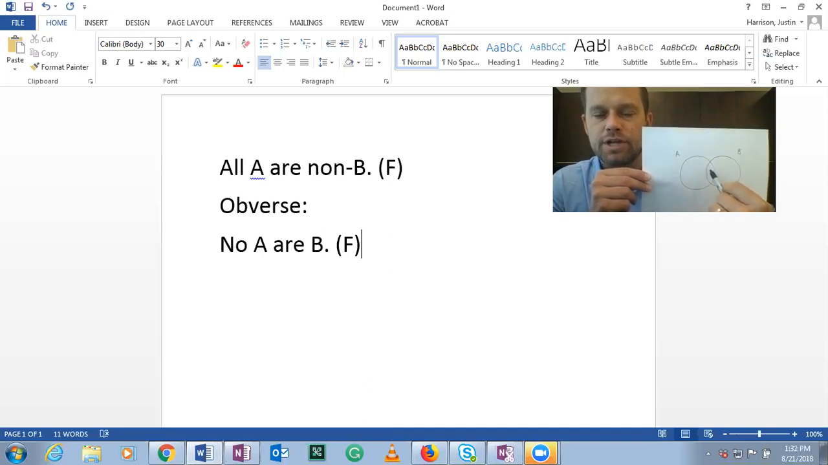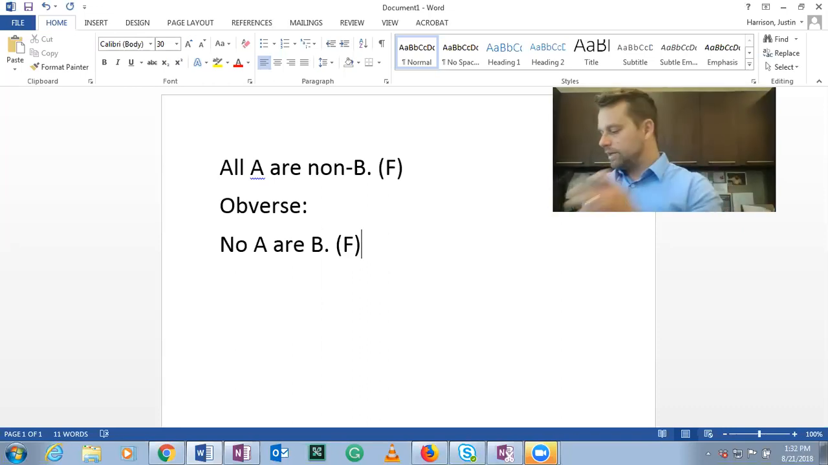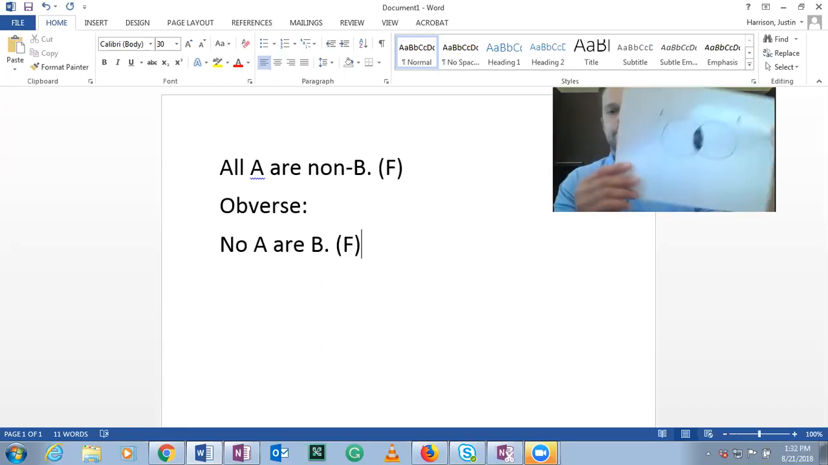Remember that when you shade in a Venn diagram, you create emptiness. You're not shading where things are, you're shading where things are not. I like to think of it in really extreme terms, like you're creating a void, a total absolute nothing. So all A are non-B means all the A's that exist have to be outside the B circle. So therefore, we need to shade in the middle. All right, so we have this.